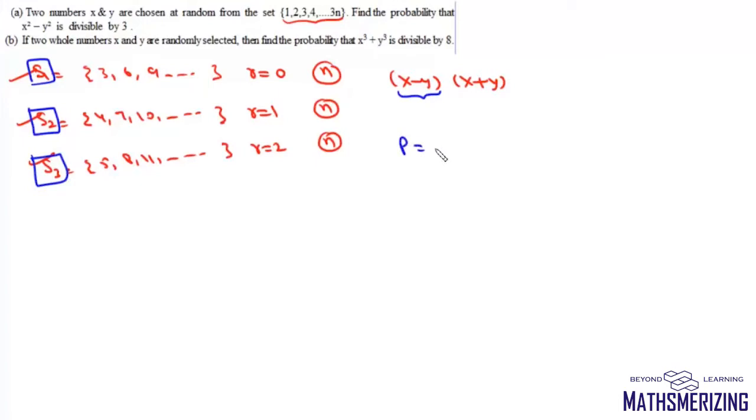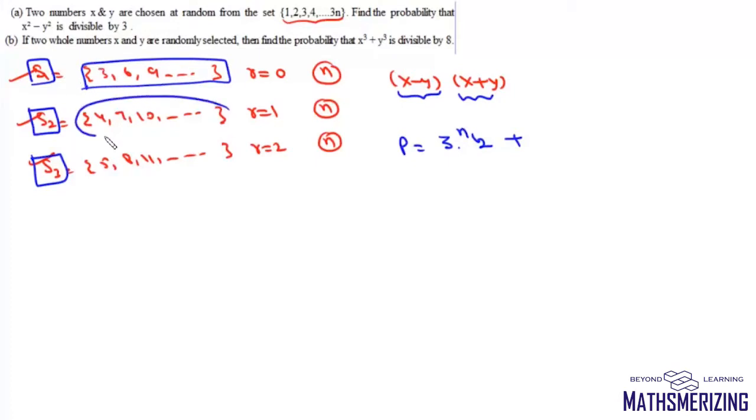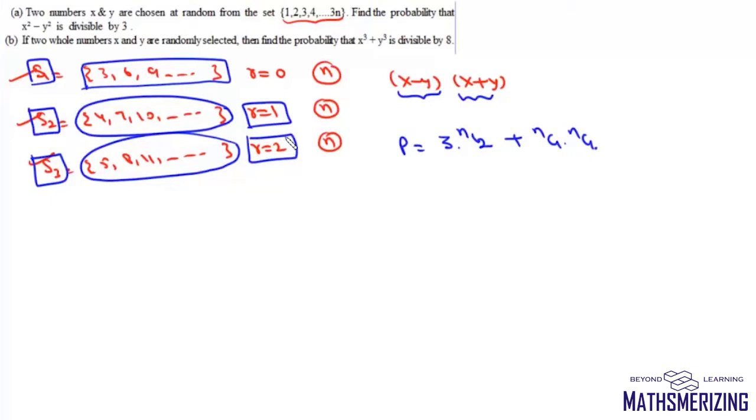So this required probability will be simply, now any 2 from this set will be given by nC2. Now for S2 also it will be nC2, and for S3 also it will be nC2. So there will be 3 into nC2 plus, now this x plus y will be divisible by 3 if either both the numbers are from this set S1, which we have already included, or when one number is from S2 and the other number is from S3. Now in this case we have nC1 and nC1. In that case, the sum of remainders will be 3. So this number x plus y will be divisible by 3.